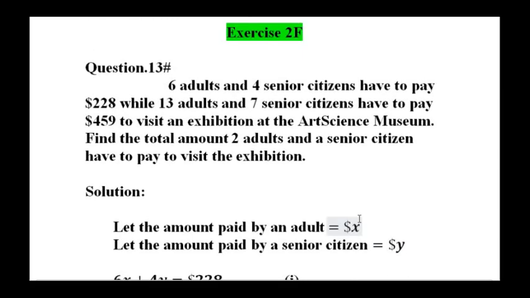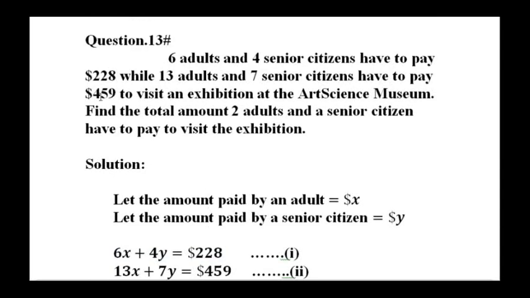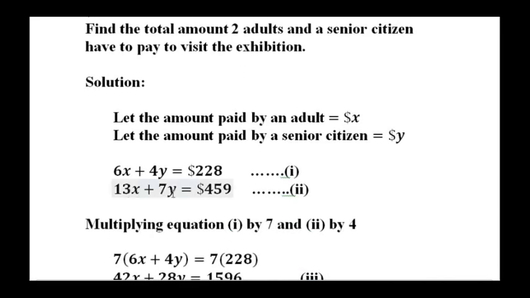It is stated in the question that $228 is paid by 6 adults and 4 senior citizens to visit the exhibition. So we can write the equation 6x plus 4y equals 228. Additionally, $459 is paid by 13 adults and 7 senior citizens. Therefore, we can write the equation 13x plus 7y equals 459. As you can see, a system of linear equations is obtained.